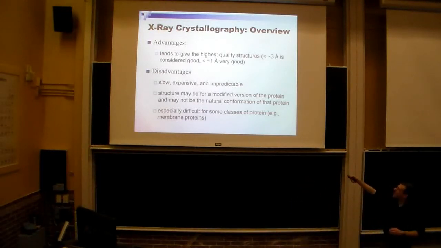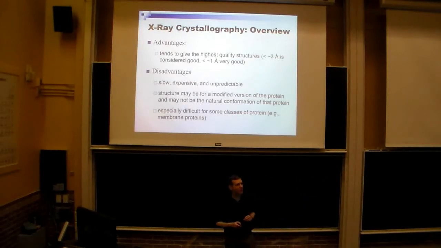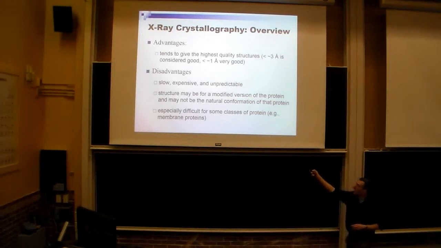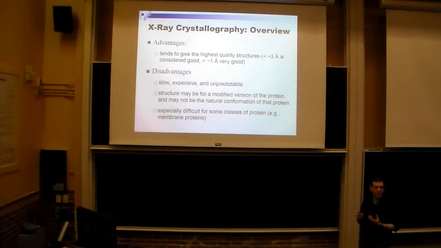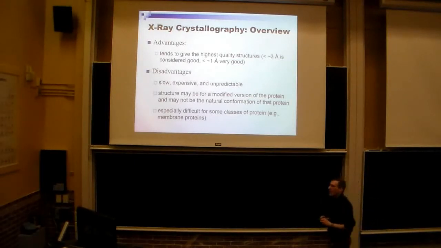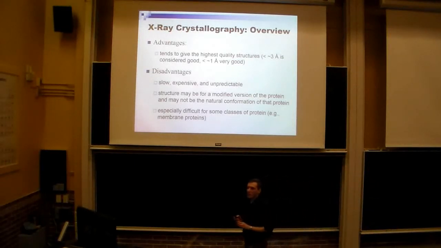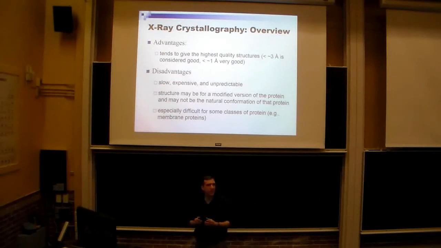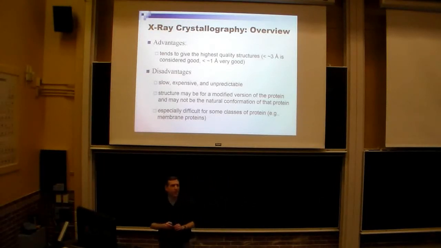So crystallography is the most reliable method for getting high-quality structures. About 3 angstroms is where we would generally say we've got a really nice structure, a really good atomic detail structure. Crystallography, in some cases, can get appreciably better than that. In rare cases, under an angstrom, which is really a fantastic structure. But it's generally going to do appreciably better than any of the alternatives we'll be seeing. And that's the main reason people really like crystallography.